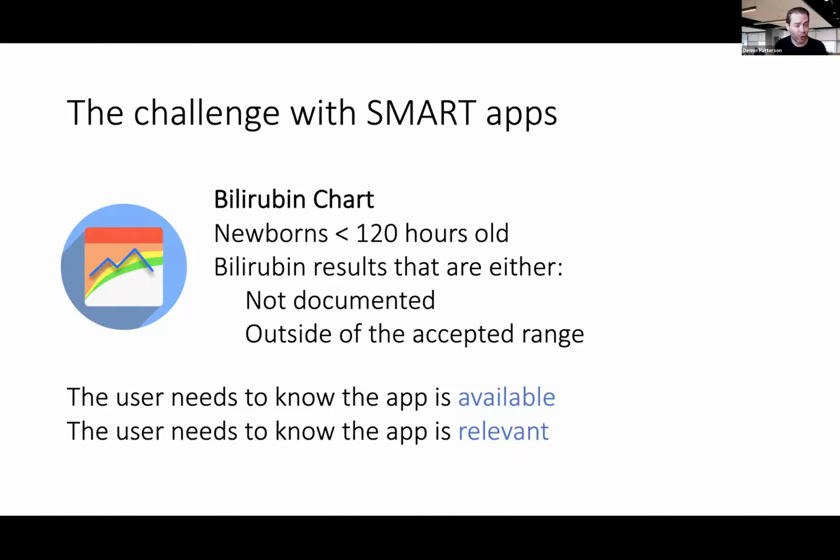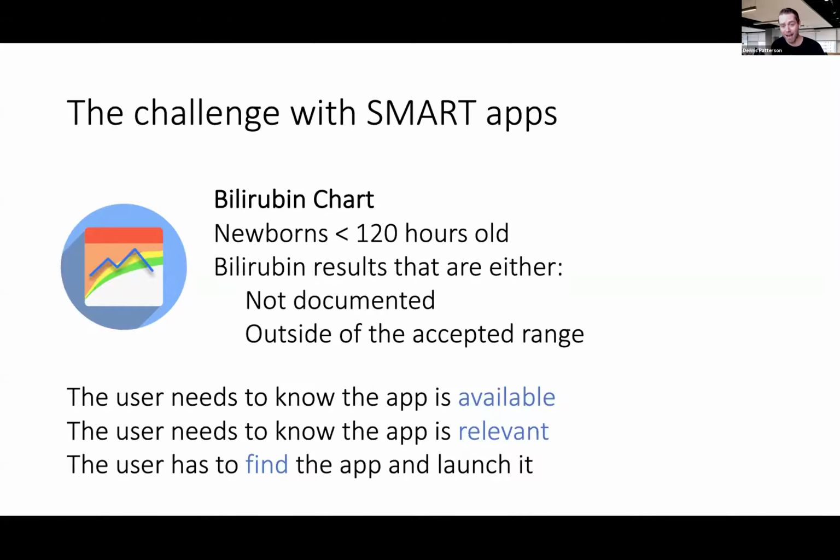And that might seem pretty intuitive for a bilirubin chart app, but extrapolate that problem to a whole host of applications that may be configured at that EHR. And they need to keep track of all the different criteria mentally to know when certain apps are relevant and helpful. And thirdly, the user has to find the app and launch it.